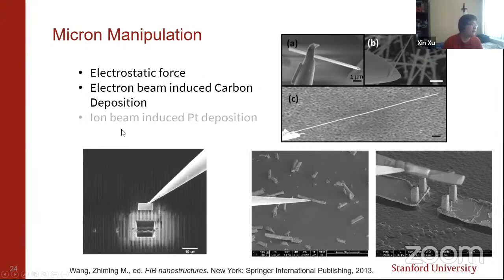Also, the widely used strategy with the ion beam is platinum deposition. But this is generally used for TEM sample preparation. You don't need to do any local electrical measurements, so you don't have to worry about beam deposition or beam contamination.